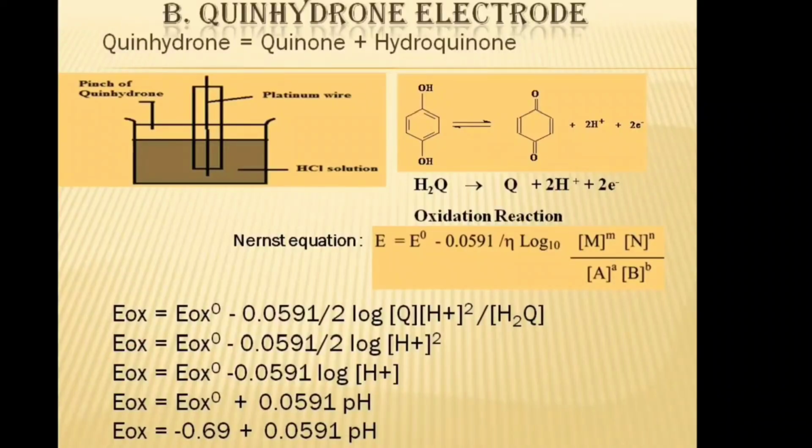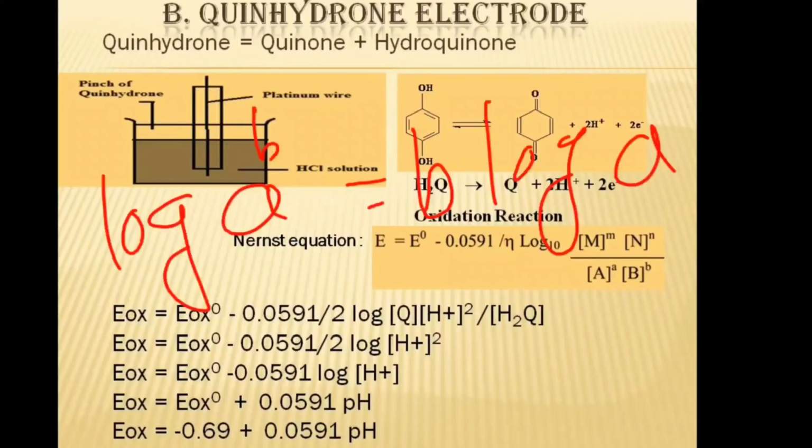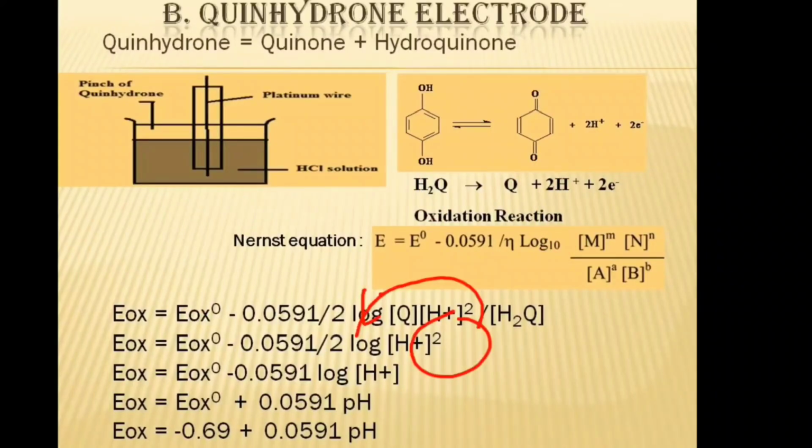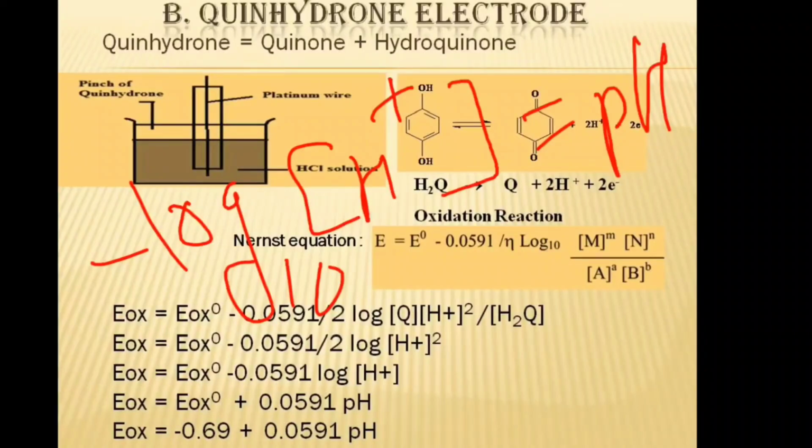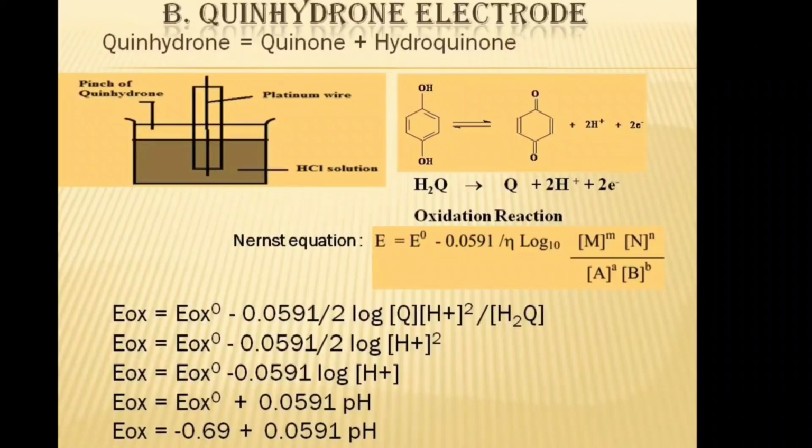Now again use the property of log: log A raised to power B is equal to B into log A. So according to that, this 2 comes in front and the 2s get cancelled. So this equation becomes E oxidation is equal to E0 oxidation minus 0.0591 log to the base 10 concentration of hydrogen ion. Now as you know, minus log to the base 10 concentration of hydrogen ion is nothing but pH. So putting the value, you get E oxidation is equal to E0 oxidation plus 0.0591 pH.